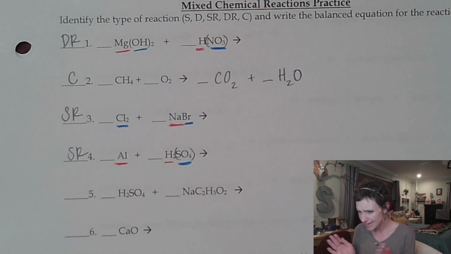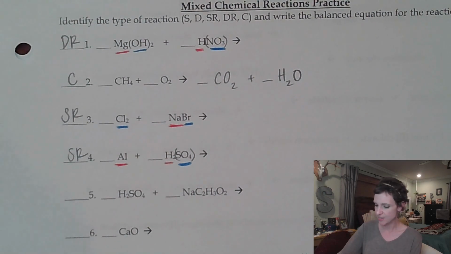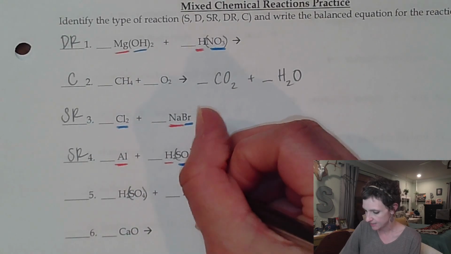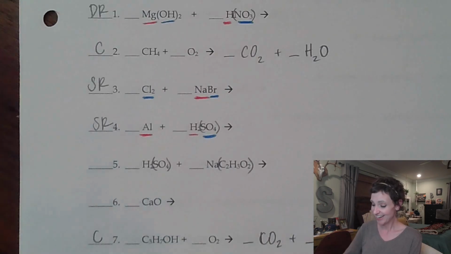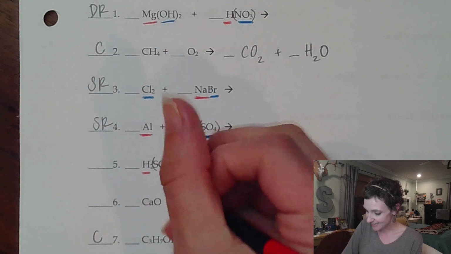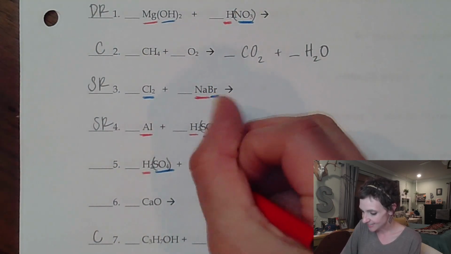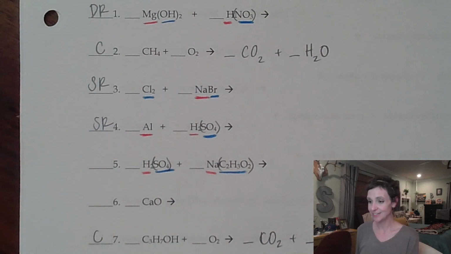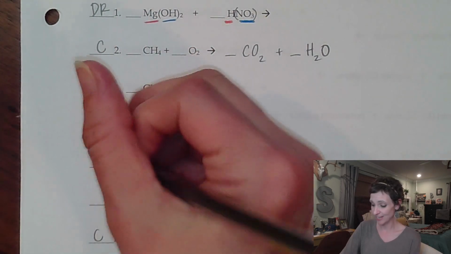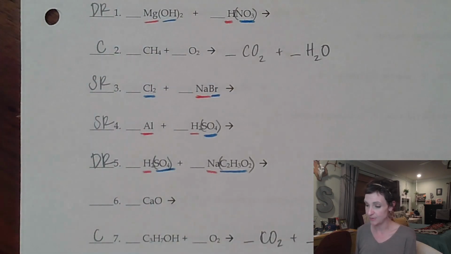Okay, next one, lots of letters of the alphabet. No thank you, there are only two things in here. Yep, I've got sulfuric acid, and I've got sodium acetate. Two couples. We're going to switch partners with a double replacement reaction.